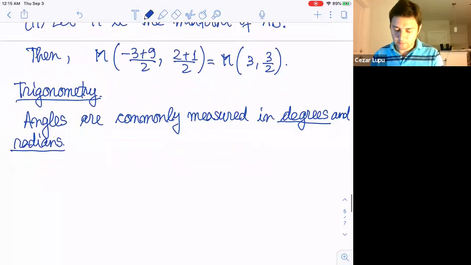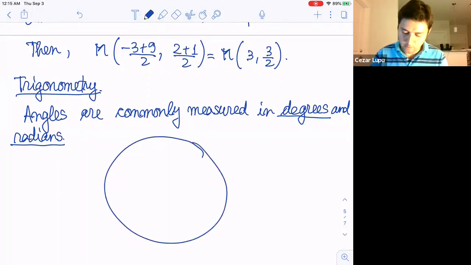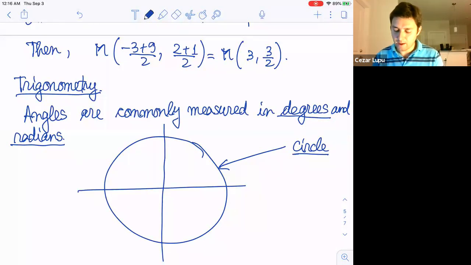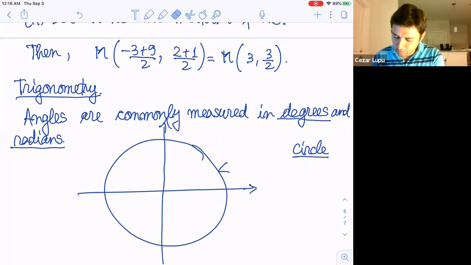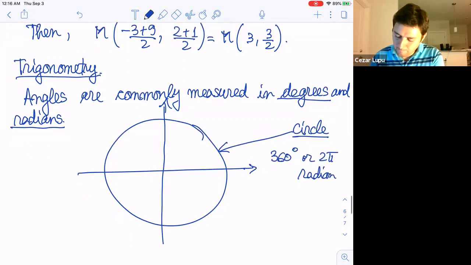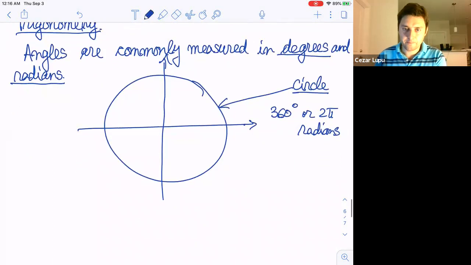Well, let's draw the circle. This is not quite a circle. Let me write it here, circle. I'm not the most talented guy in drawing, I could tell you that. Anyway, each circle has 360 degrees or 2π radians. Right? Okay.